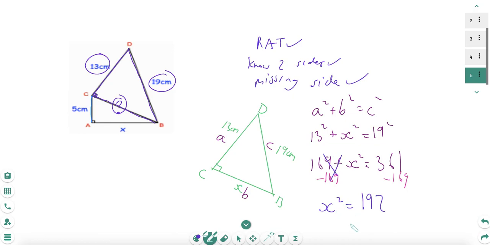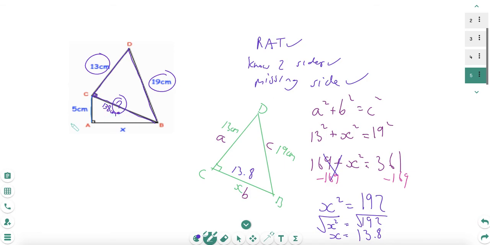All right, and now to find x, we have to square root. We have to do the inverse of squaring. So x is equal to the square root of 192, which is 13.8. So we know x is 13.8. So we now know, let's label back to our regular diagram. This side here is 13.8 centimeters.